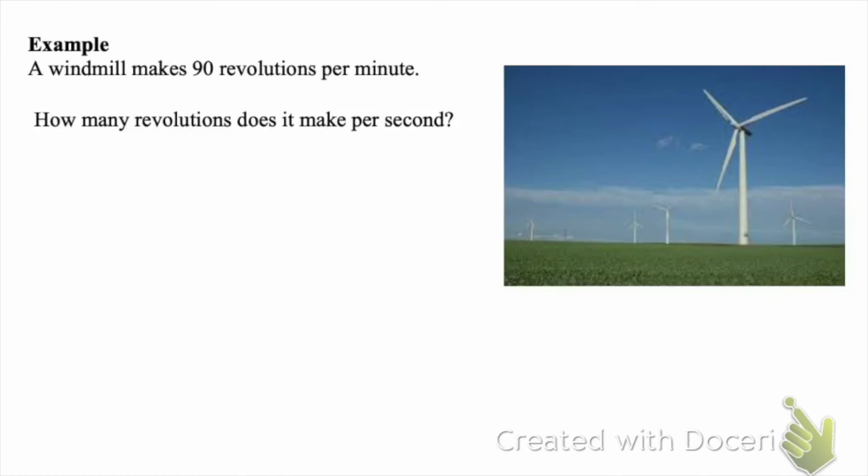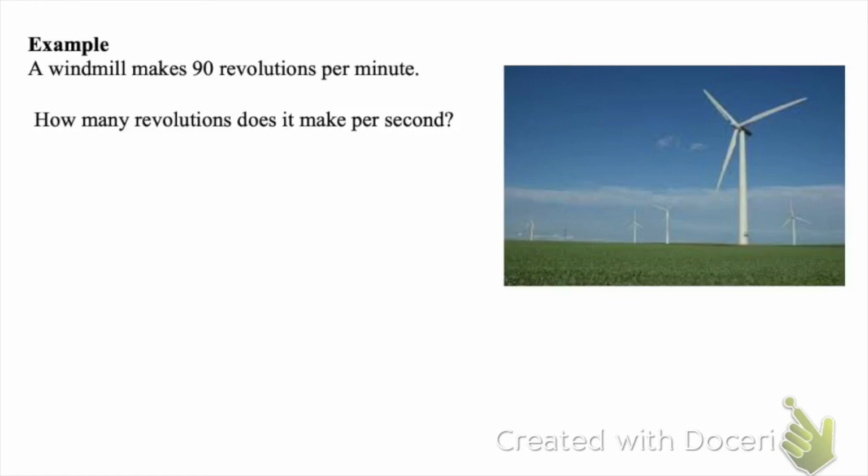A windmill makes 90 revolutions per minute. Hopefully you've had the opportunity to drive through Kansas at some point. Very interesting state. And you've noticed all of these windmills. I think that there's like farm fields full of them out in Kansas and Texas and Oklahoma. I drive that route a lot to see family. And these are just massive windmills. So, interesting to know that it's 90 revolutions per minute.